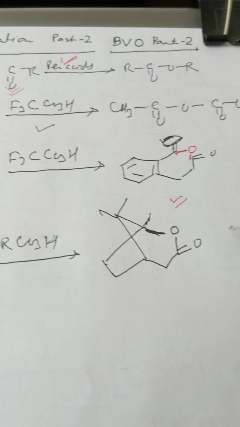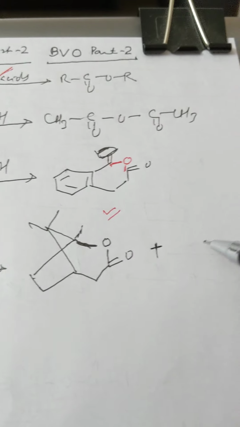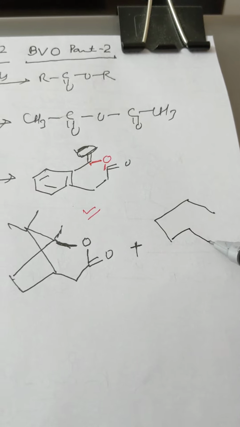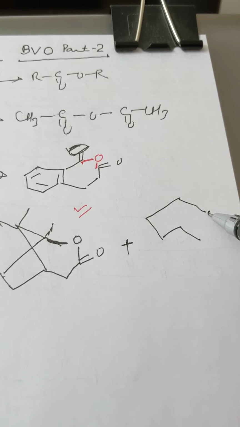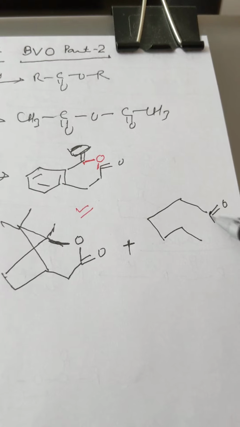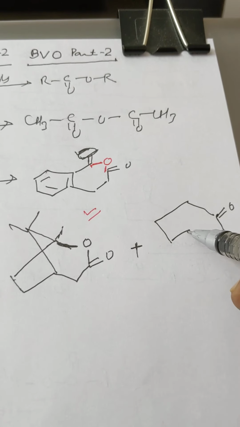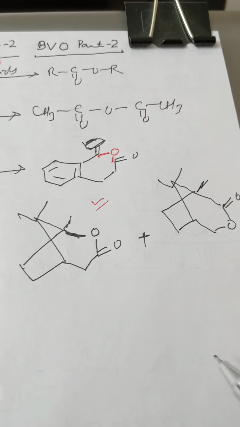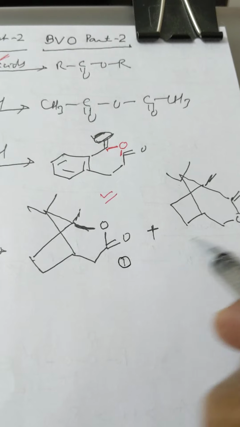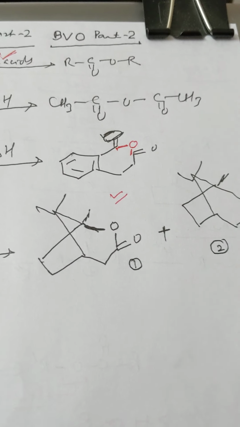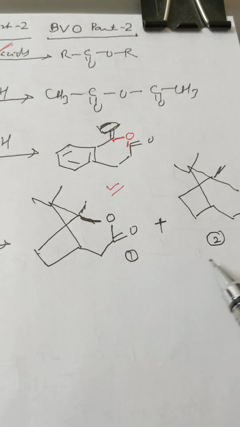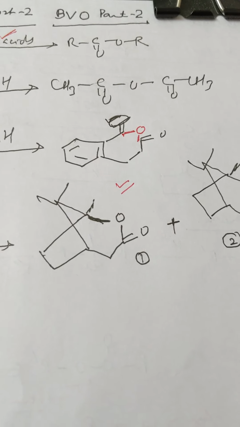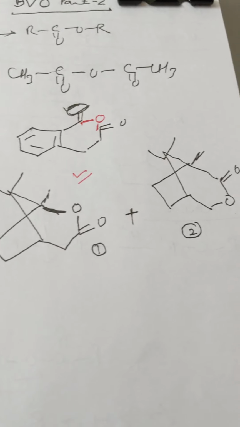If one is this product, another expected product will be this. This is our oxygen which was already there, double bond O, and this oxygen comes in between this, and this group is as such. Now say these are compound 1 and 2; both product possibilities are there. But if both options are given to you and you are asked which will be the major product in this case, the major product will be this.